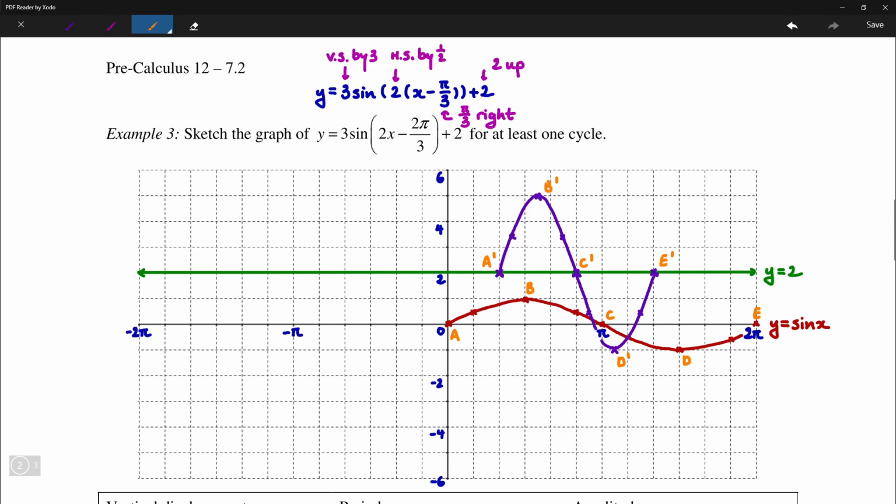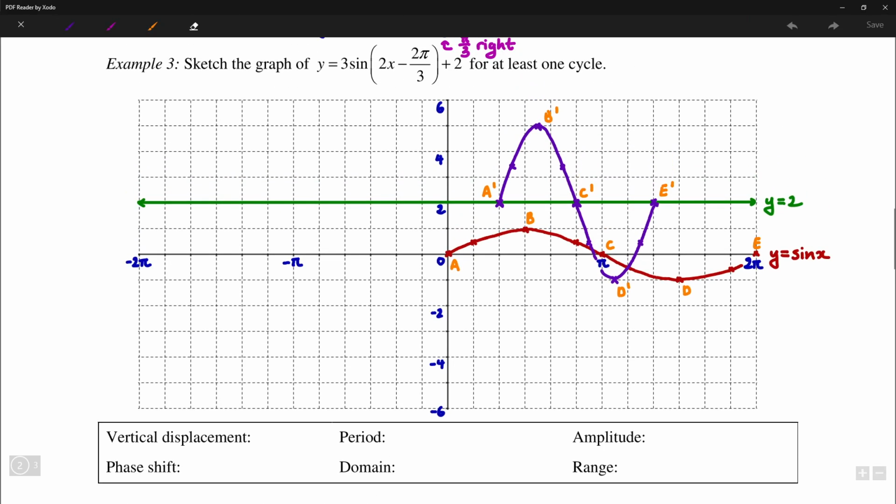Okay. So with all that in mind, let's look at the properties of this graph. We have the vertical displacement of 2 up, the phase shift of pi over 3 to the right, the period is pi, and the reason for that is because 2 pi divided by b, which is 2, is equal to pi. The domain is x is an element of the real numbers.